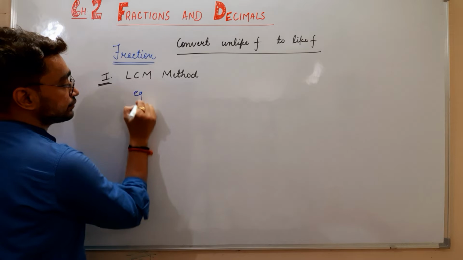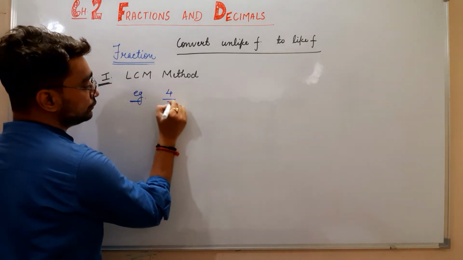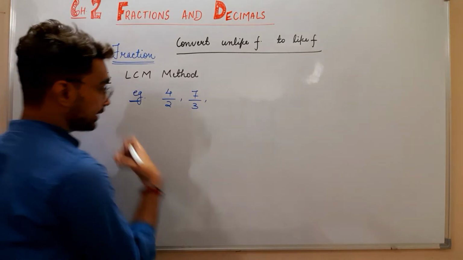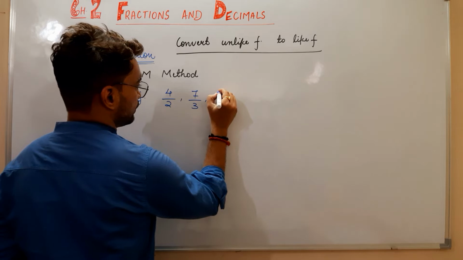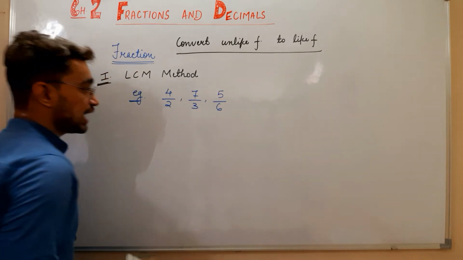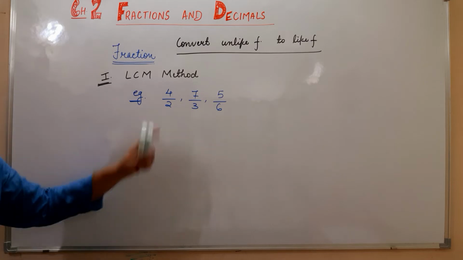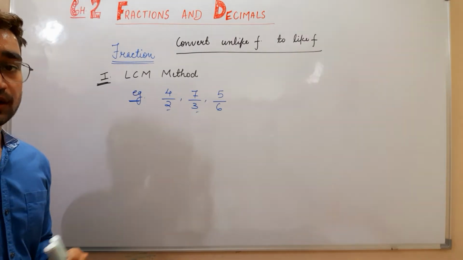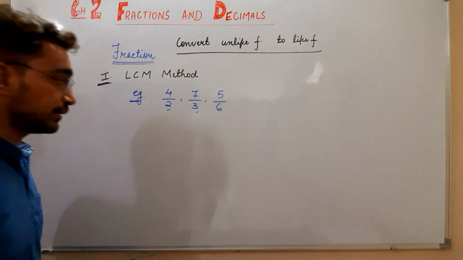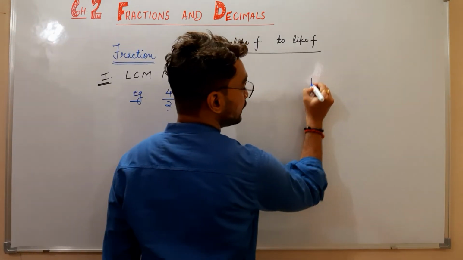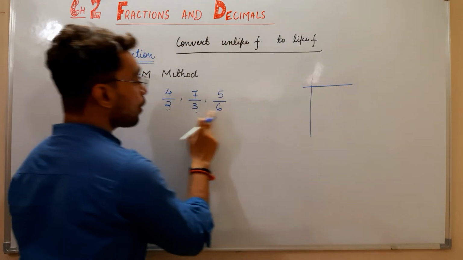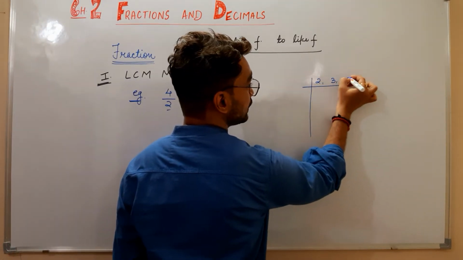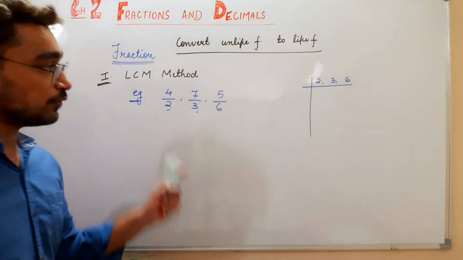Example, 4 by 2, 7 by 3 and 5 by 6. I'm having these three fractions. As you can see, they all have different denominators, so they are unlike fractions. I want to convert them into like. So first of all, I will take the LCM of all the denominators. Denominators are 2, 3, 6. I will take the LCM of 2, 3 and 6.